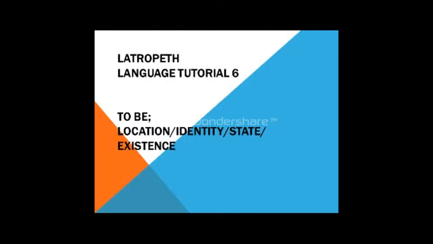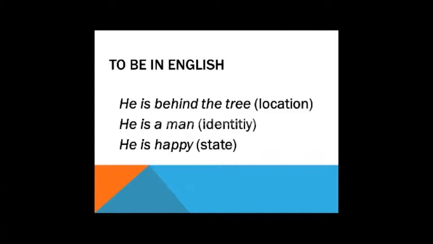We're really looking at how Latropeth covers the way that the verb "to be" in English is used to convey these concepts. So if we have a look at these examples: He is behind the tree, expressing location. He is a man, expressing identity. He is happy, expressing state.